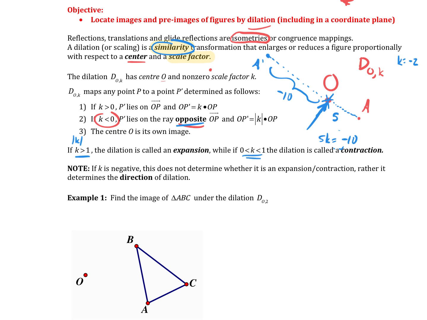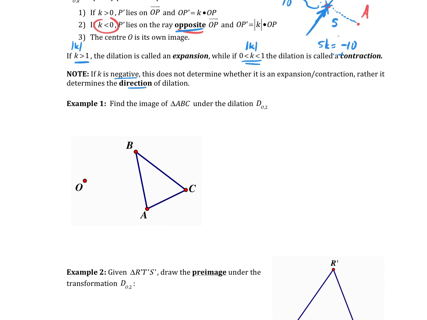But if k is between 0 and 1, and again, I wish they said the absolute value of k is between 0 and 1, the thing is going to look like it gets smaller, and we call it a contraction. Yeah, so they talk about the negative here, and I kind of said that already. Okay, so let's do one.